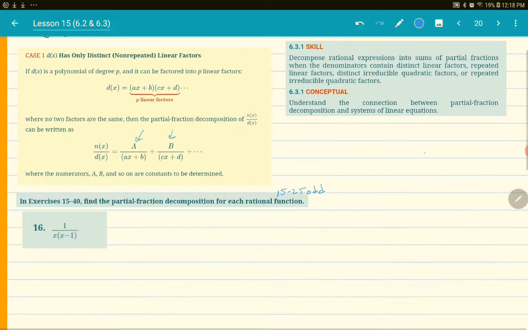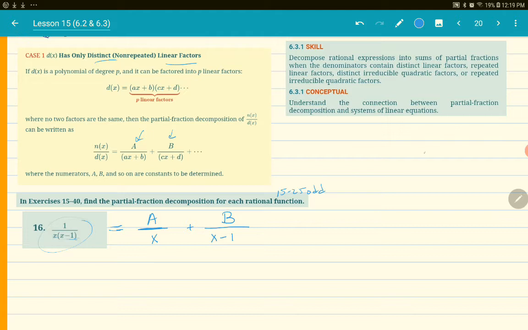So for 16, we already have our linear factors factored out. So the factoring is done for us. So I know I have distinct linear factors. I have an x and I have an x minus 1. So I know that I'll have one partial fraction for the x and one partial fraction for the x minus 1. I just don't know what the numerators are going to be. But I do know that when I add them together, I will get this.